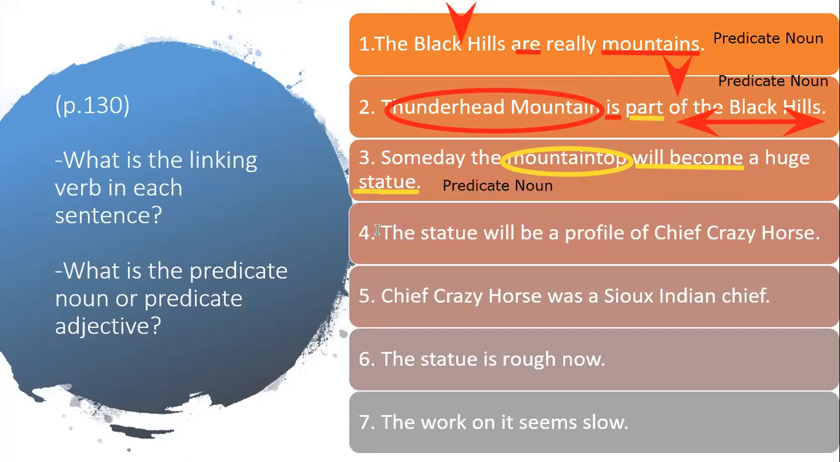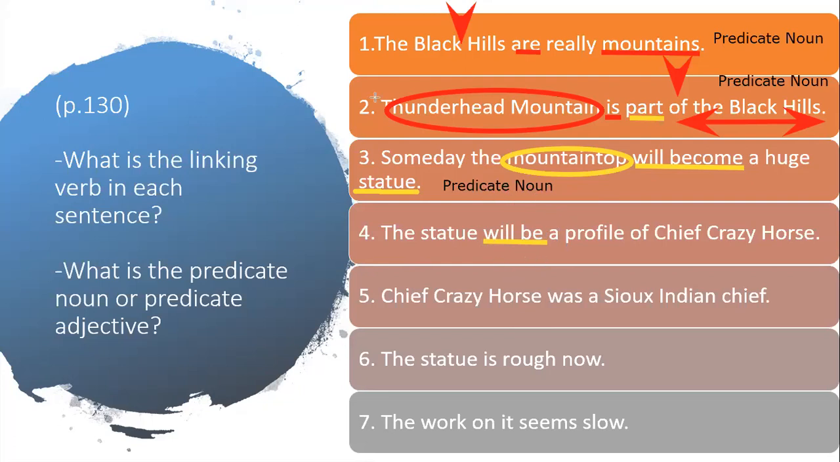Okay, so number 4: the statue will be a profile of Chief Crazy Horse. So identify the linking verb. What is the linking verb in this sentence? If you said will be, you got it. Be is on that list, the 21 linking verb list that I gave you. And you already know that will is a helping verb. So this whole verb phrase is a linking verb.